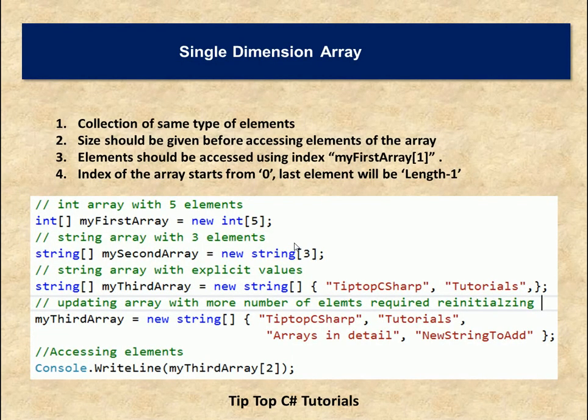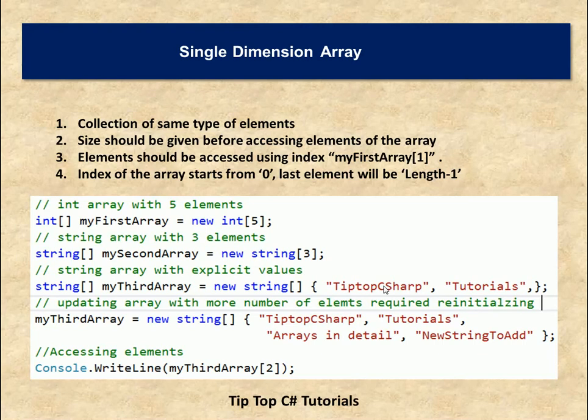Single dimensional array. Be it any kind of array, the size of the array should be given or set at the time of initialization. As you see here in the first line, my first array, we are defining an array of integer of size 5. All the values within this array are assigned the default value, that is 0. If you see the second array, that is of type string, you can see that we have 3 elements within the array, and as soon as we initialize, the default value will be assigned to each element.